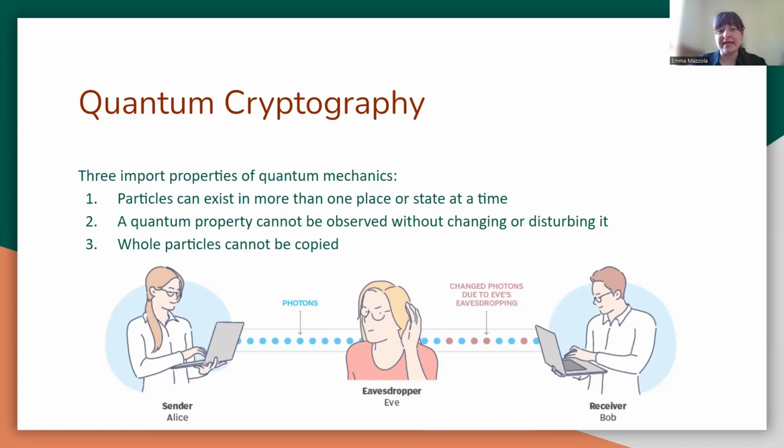So that means that Eve can't really eavesdrop, because if Eve tries to observe the system, she's going to disturb it, and that alerts Alice and Bob immediately. So they know that the system's compromised immediately. So in theory, it is unhackable. That's the theory anyway.